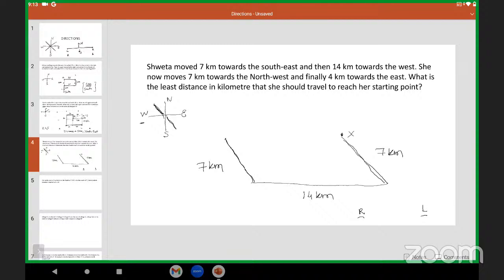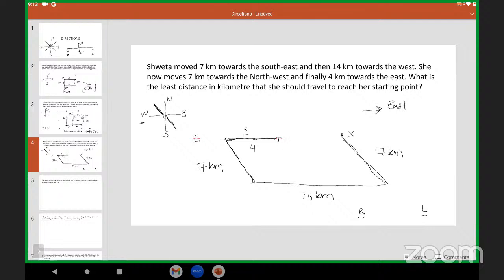And finally, as she is in north, this will be left for her, this will be right for her. She finally travels 4 kilometers towards east. East means this direction. Okay, this is east. This she travels how many kilometers? 4 kilometers.